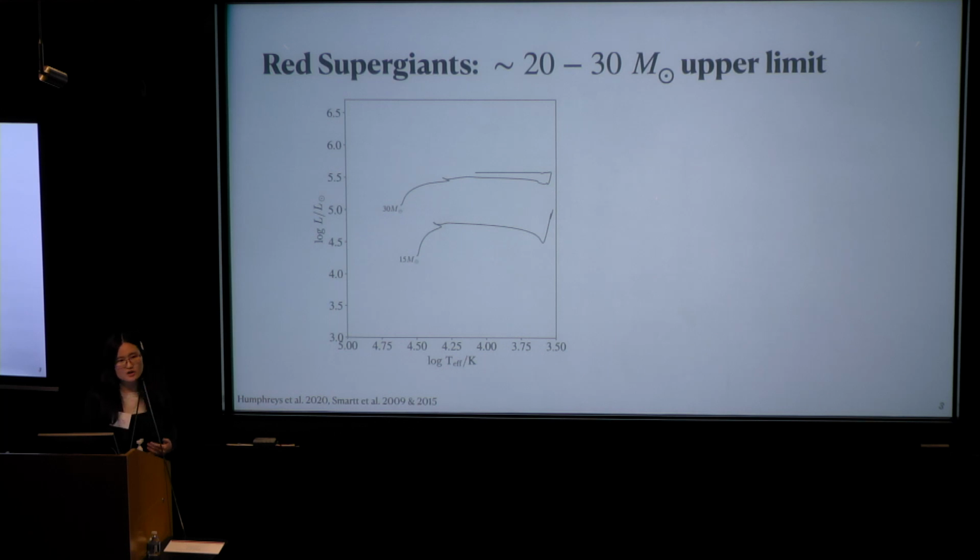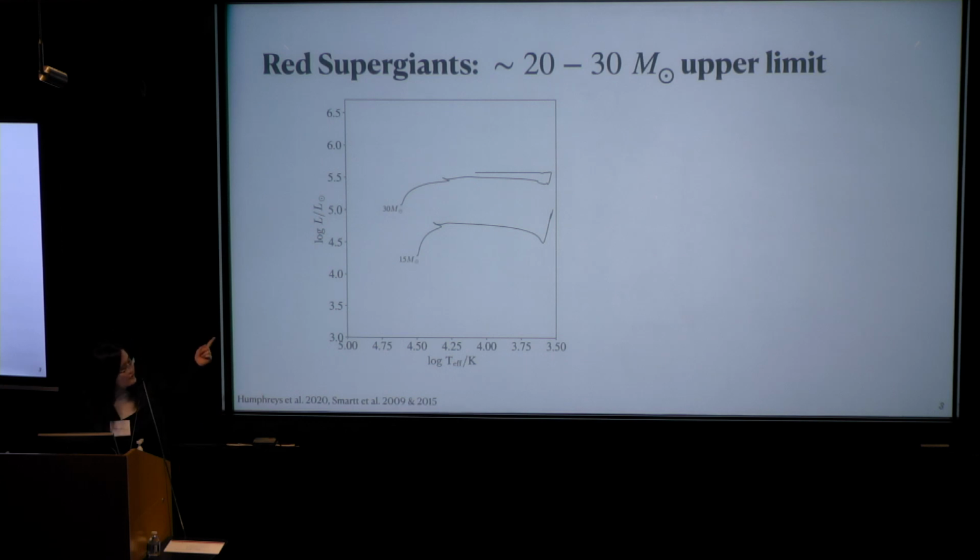Here I show a Hertzsprung-Russell diagram, HR diagram. I think some people are familiar with it, but some may not be. It shows luminosity in units of solar luminosity on a log scale on the Y axis, and on the X axis is the effective temperature on a log scale, but flipped. So lower temperature is on the right.